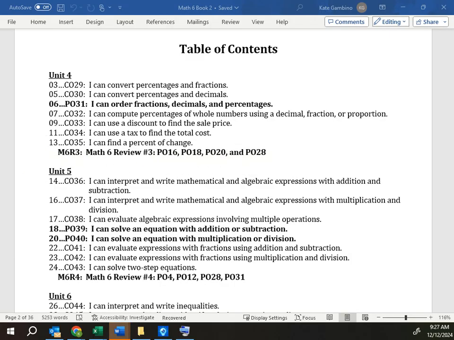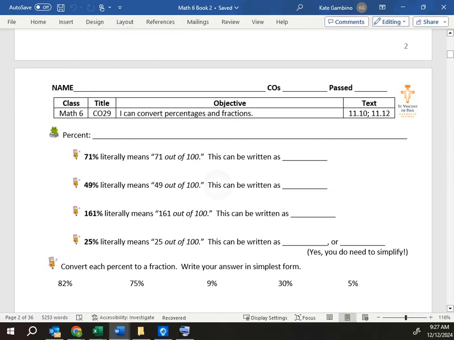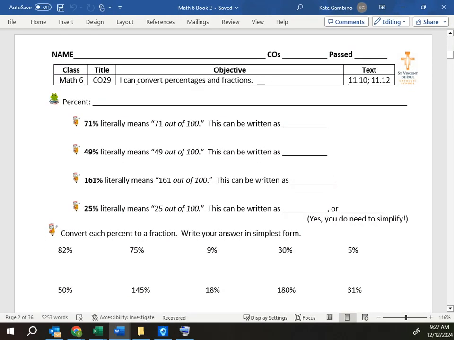So now let's start with CO29. I can convert percentages and fractions. What key things do you think we need to put onto our help sheet? Adeline. Yeah, the definition of percent. Percent means out of 100. Remember, that's our key number, out of 100. Emma, what else should we put?